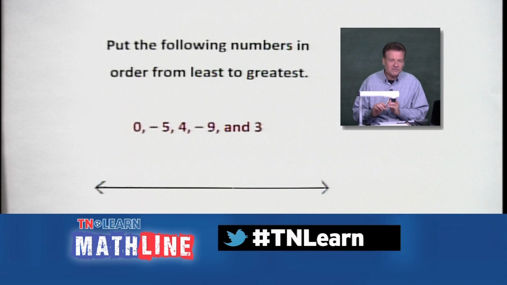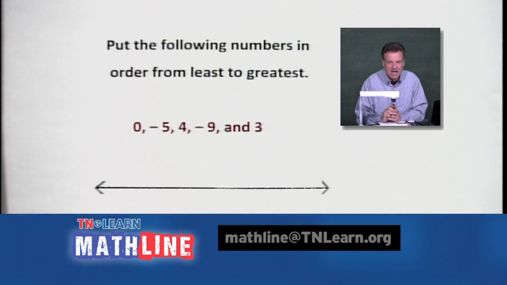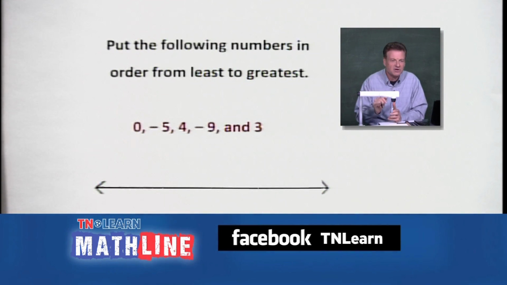It says, put the following numbers in order from least to greatest. These are one of those great test questions they love to put on these standardized tests to see, do you have a concept of where things are? Now, I put a number line here. We're gonna put it on there, but I want to see if we can do this without the number line first. See if we can think this through in our heads, all right?